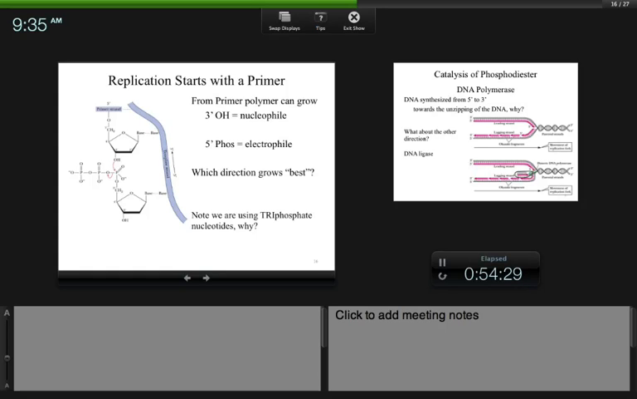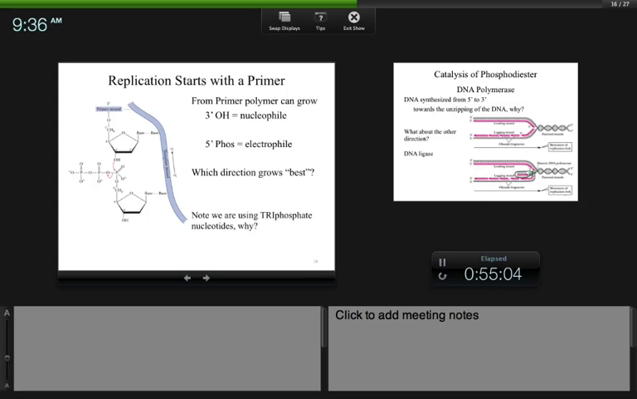So in our normal direction, our replication starts with your primer. Okay, so from your primer, what we're looking at for our growth is that we've got the OH on our 3' carbon that can act as a nucleophile that will attack the phosphate of our next nucleotide to generate our phosphodiester backbone. Okay. You'll notice that we aren't looking at a monophosphate nucleotide. We're looking at a triphosphate nucleotide. Why would it be a triphosphate?